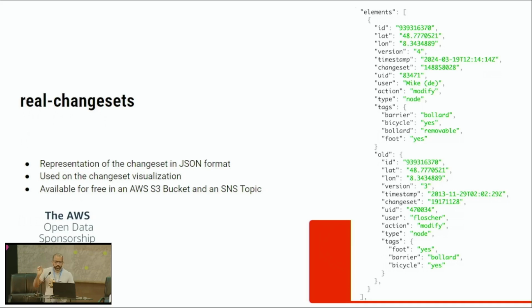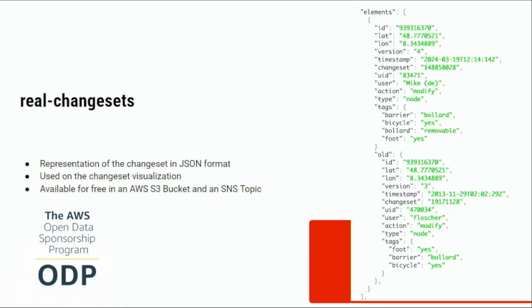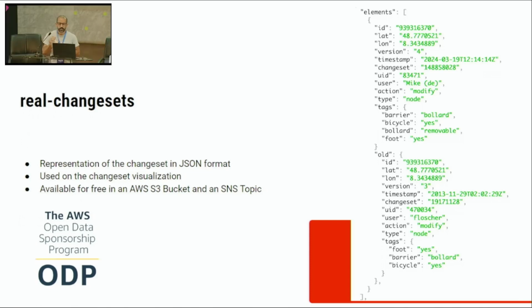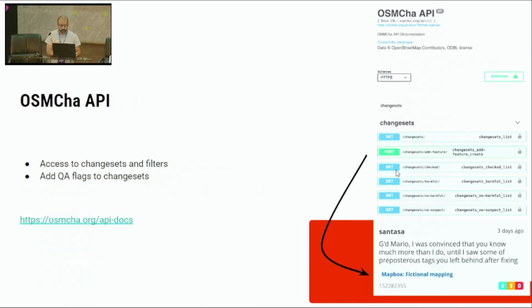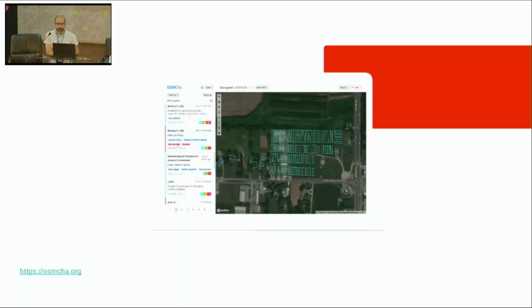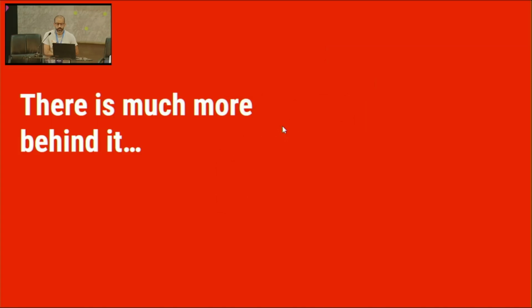But querying Overpass takes some time, and we thought that it should be much faster and more effective if we do that query one time and store it in an S3 bucket in a JSON format that is much faster to get. So it's what we call real changesets. For each feature inside the changeset, we have the tags, the user that created it, and also the old version of that feature. So with that, we can provide that visualization that you can see here.